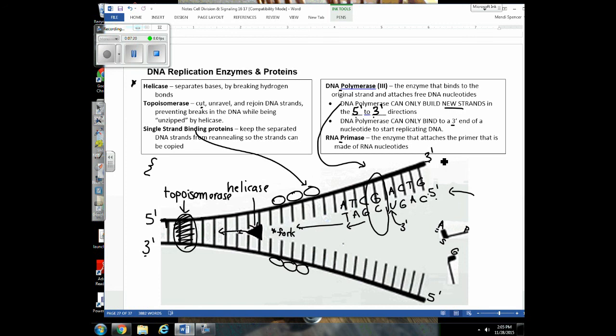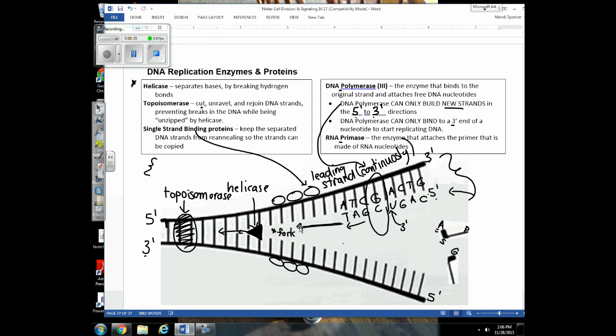So this side that's being replicated here is called the leading strand. We say that on the leading strand, the DNA is replicated continuously, because this DNA polymerase molecule can just keep following helicase as it unzips the DNA.